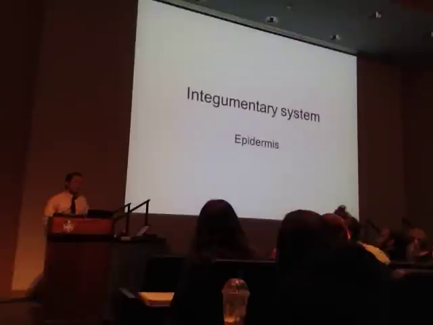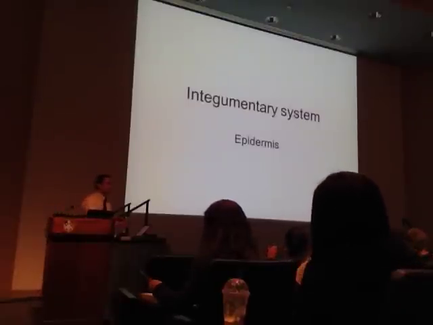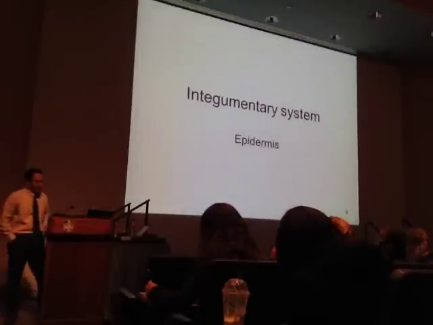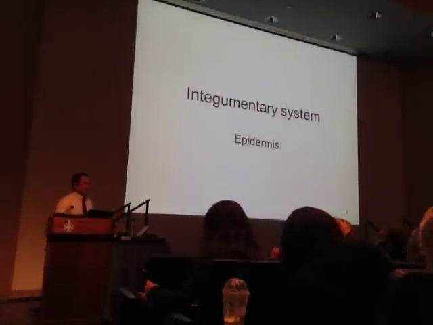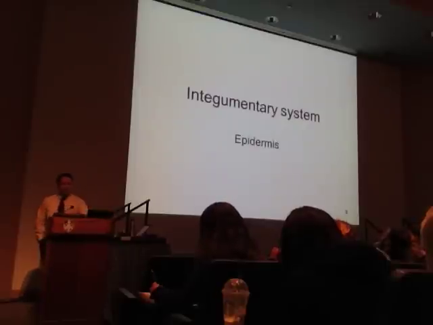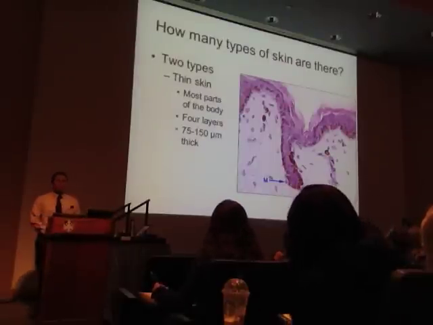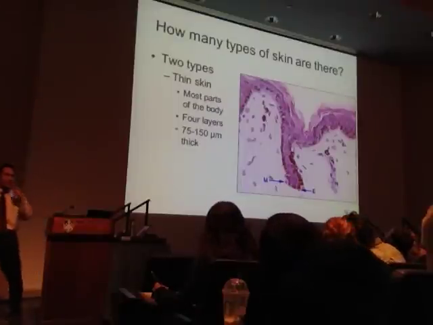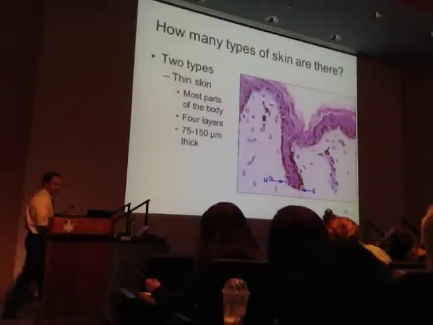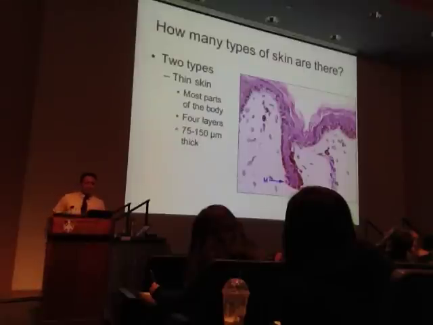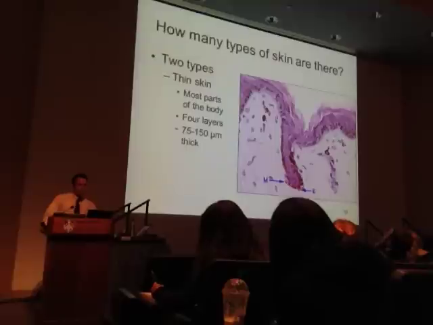All right, moving on. Shifting gears to focus on the epidermis, and then we'll focus on the dermis. This epidermis is the superficial-most layer. It consists of two main types. We have epidermis in what we call thin skin, and we have epidermis in what we call thick skin. Now, the thin skin is over most parts of the body. It's only 4 layers. We'll talk about the difference between them in a second.